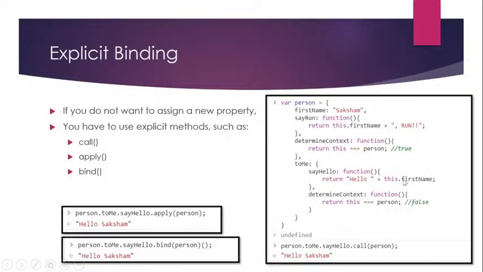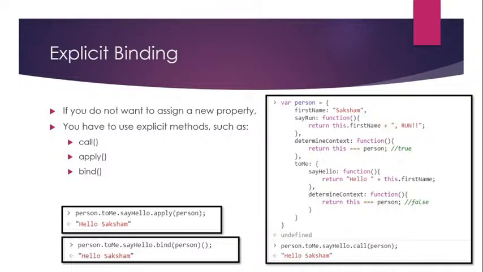Okay, now as a solution I provided that you can define a new property for implicit binding to work there. So I defined person.to_me.firstname equals suction. And then if I called person.to_me.sayHello, then it returned hello plus suction. But it's not a very precise solution, okay? It's clearly not the case that we can always do that.